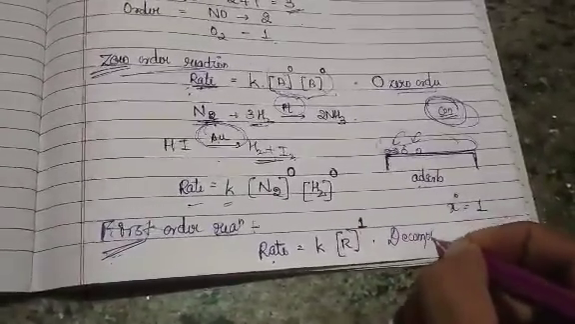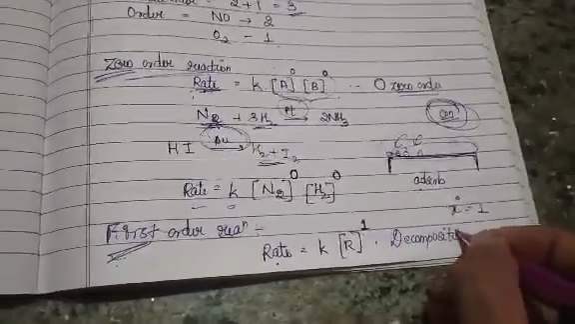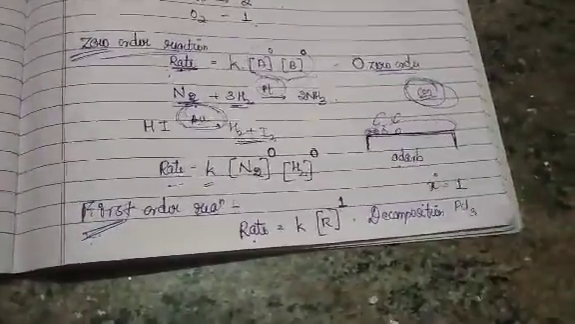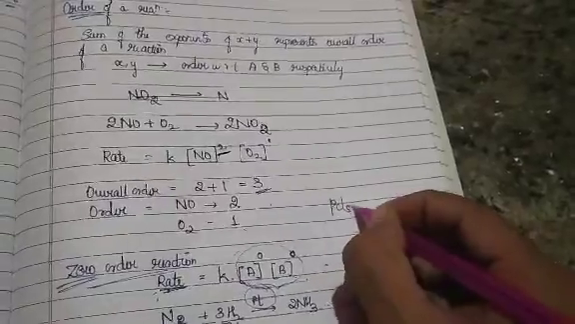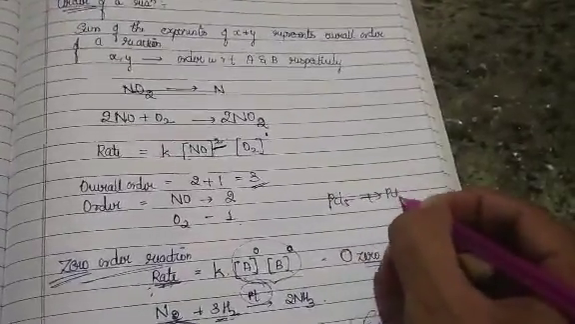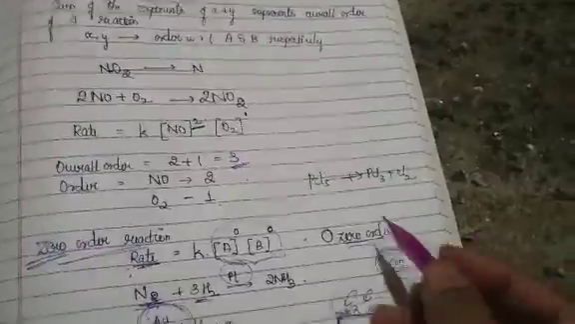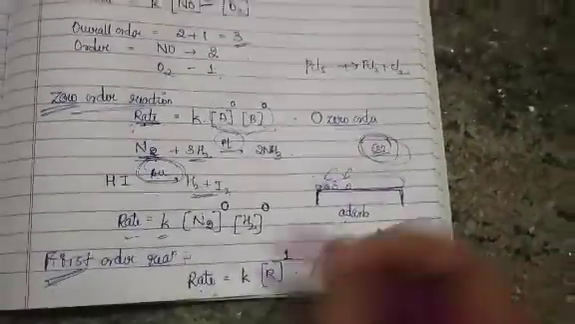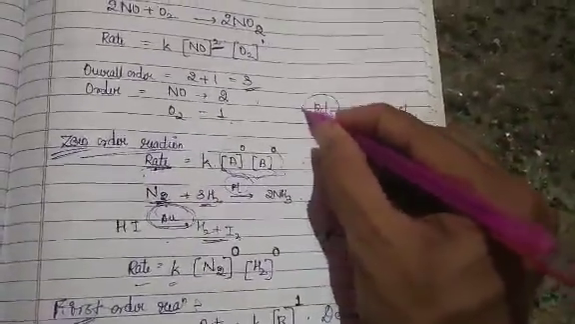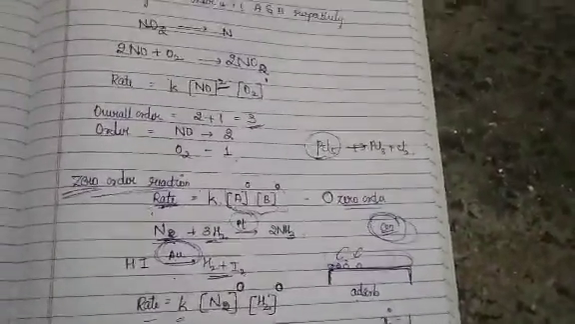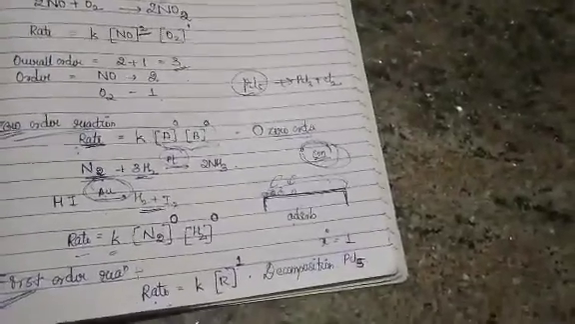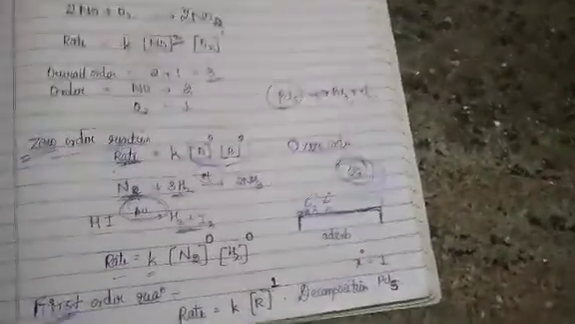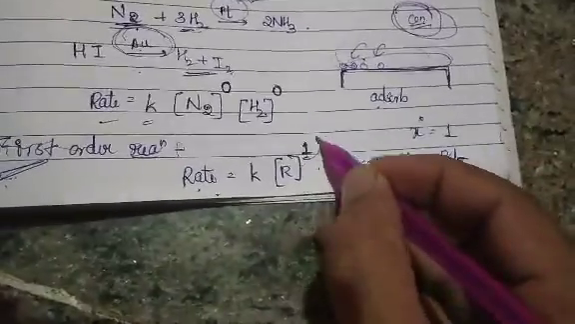An example you could give is the decomposition of PCl5 to give PCl3 plus Cl2. In this case, the rate depends just on the concentration of PCl5. As PCl5 is increased by 2 times, what happens to the rate? Rate also increases by 2 times, since it is to the power of 1.